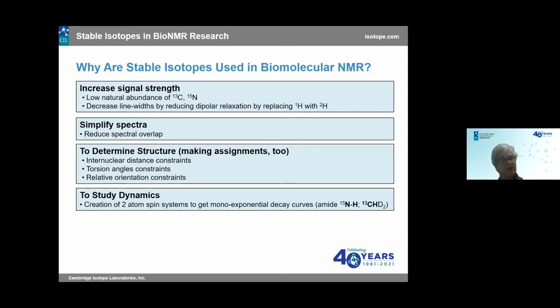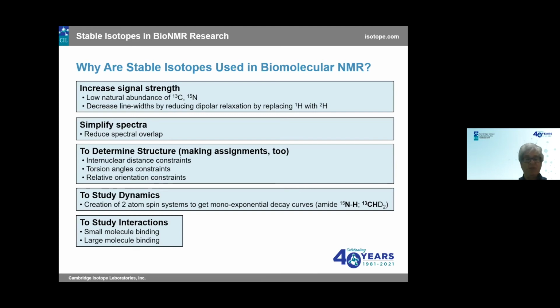And it's not only structure. The fantastic thing about NMR is one can look at dynamics as well. And stable isotopes can help in that area by producing very simple isolated two-spin systems where relaxation can be studied. For example, relaxation dispersion techniques can probe microsecond to millisecond timescales, which are associated with protein folding, for example. And we'll hear some more about dynamics from Lewis K. today.